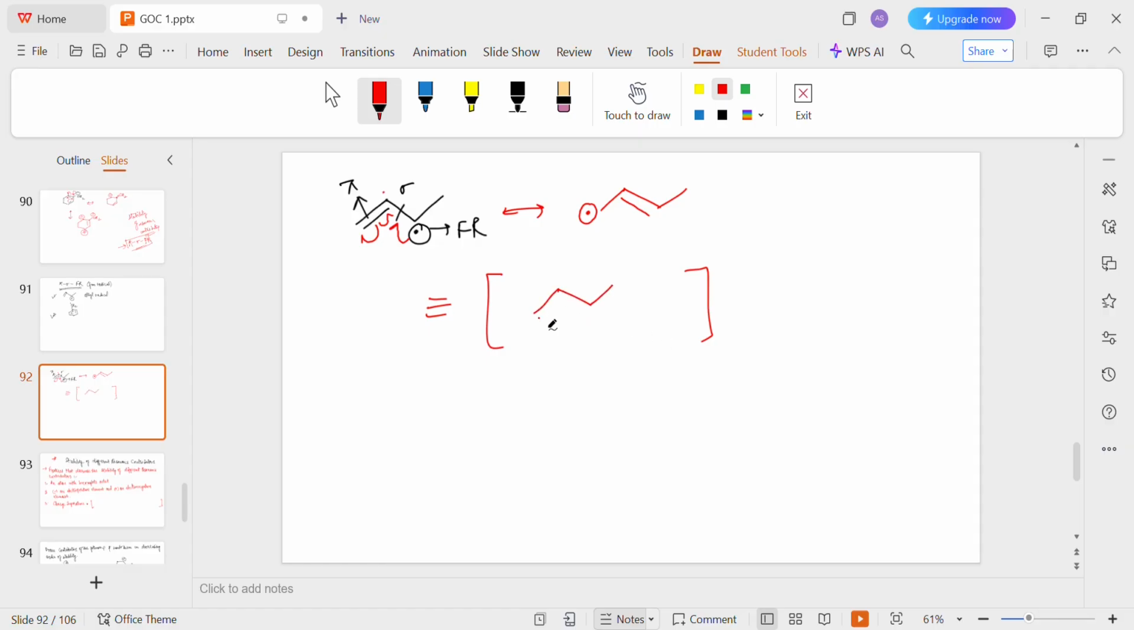We get the hybrid as this. Partial double bond character here, partial double bond character here, and we don't make partial charges in this structure because we don't have separated charges here. We just make partial radical here and partial radical here. So this is the hybrid of the above allylic radical.